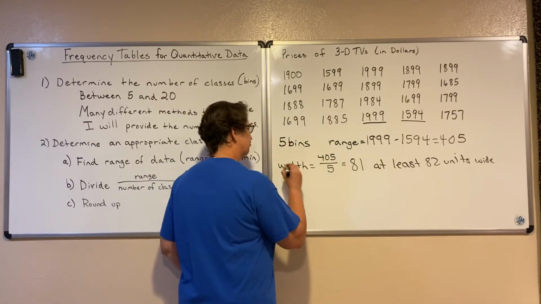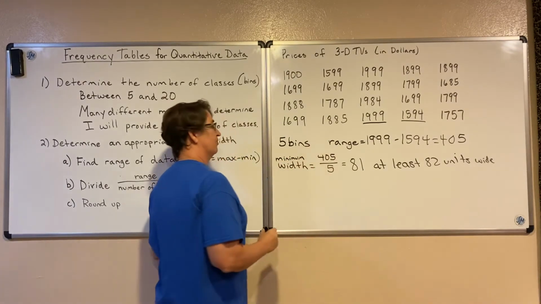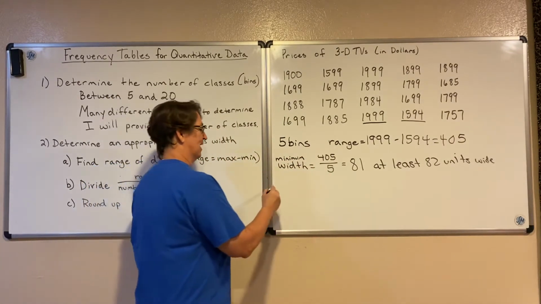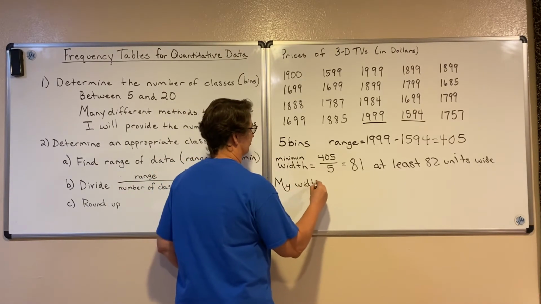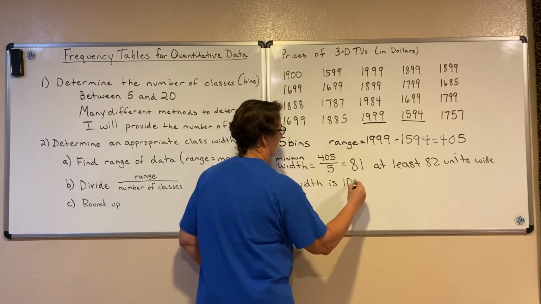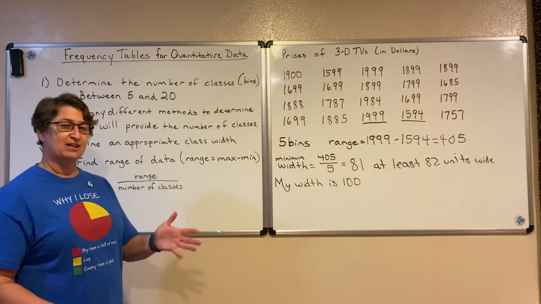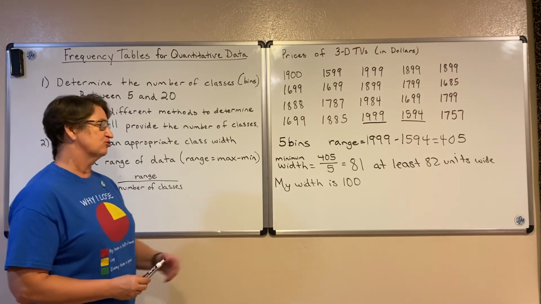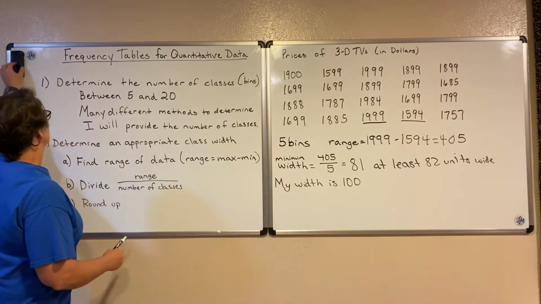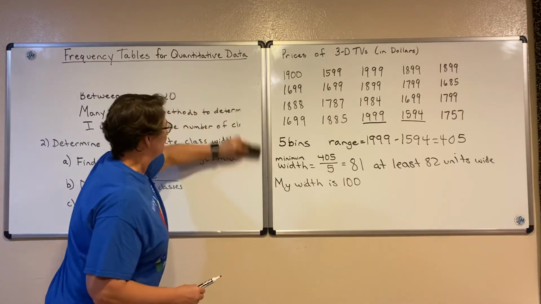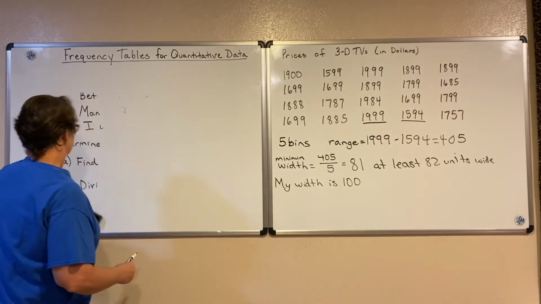So this is just the minimum width. But I'm going to make my width 100. I'm going to count by 100s. So I'm going to make 5 classes, and my classes are going to be 100 units wide. Let's do that. Let's create our 5 classes so that they are 100 units wide.